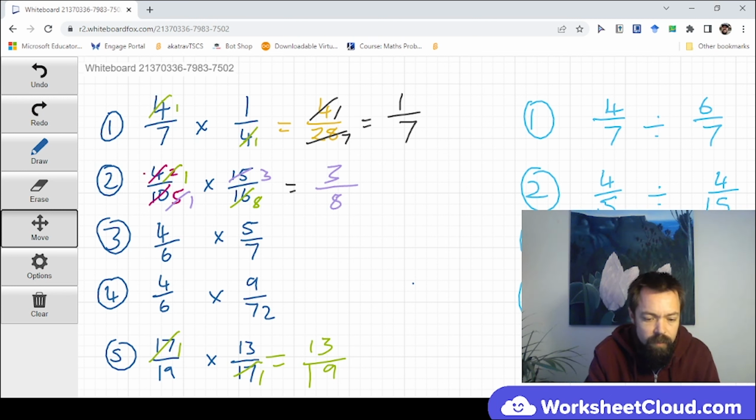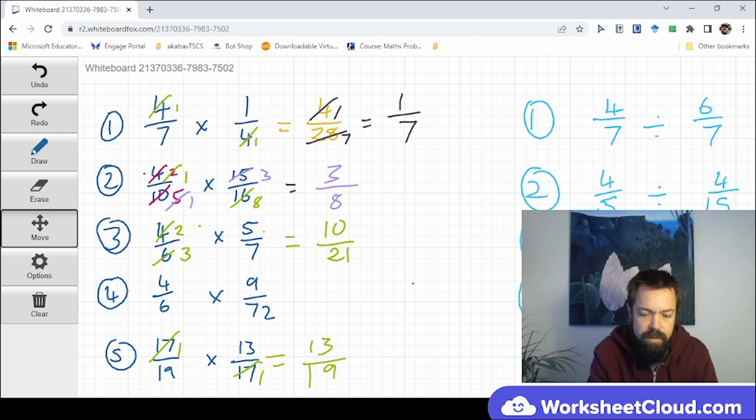Okay, number 3. This one, I think I'll definitely go with simplifying first. 2 goes into there twice, 2 goes into there 3 times. That's now simplified, that's now simplified. I can't cross-cancel. 2 times 5 is 10. 3 times 7 is 21. There is my simplified answer.